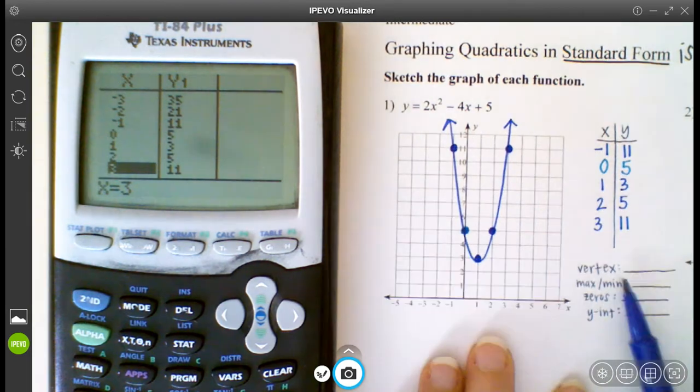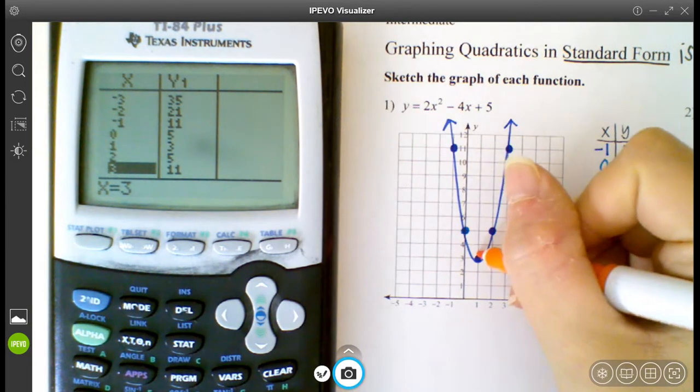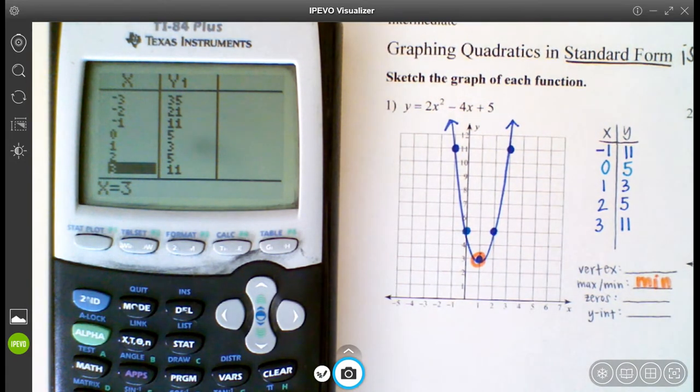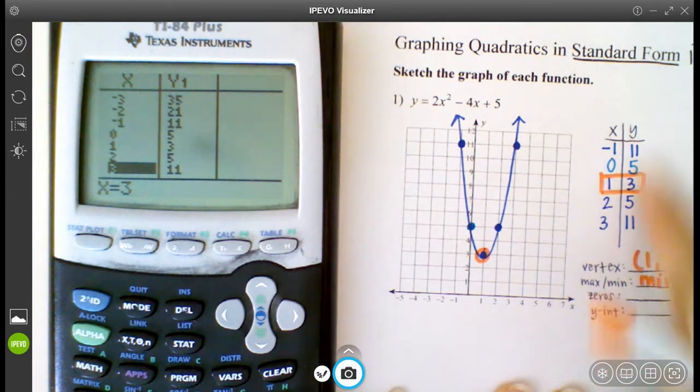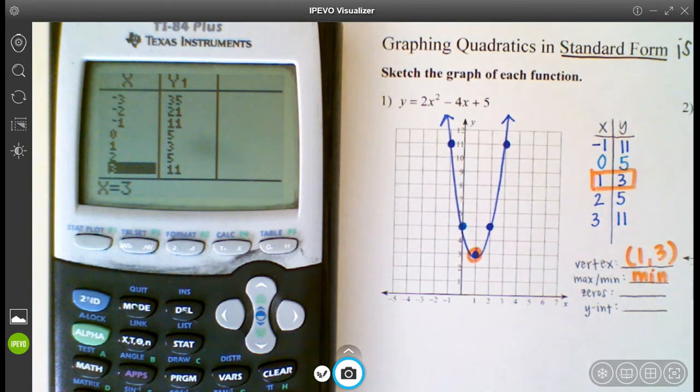And now we can identify our key features. So notice this time we added in one more piece, the y-intercept. And we're going to get to that here shortly. So the vertex is my lowest point here on this function. So this will be our minimum. And our vertex is over 1 and up 3. So in our table, that's this point right here. And notice that point should be in the symmetry, right smack dab in the middle before you go back up.